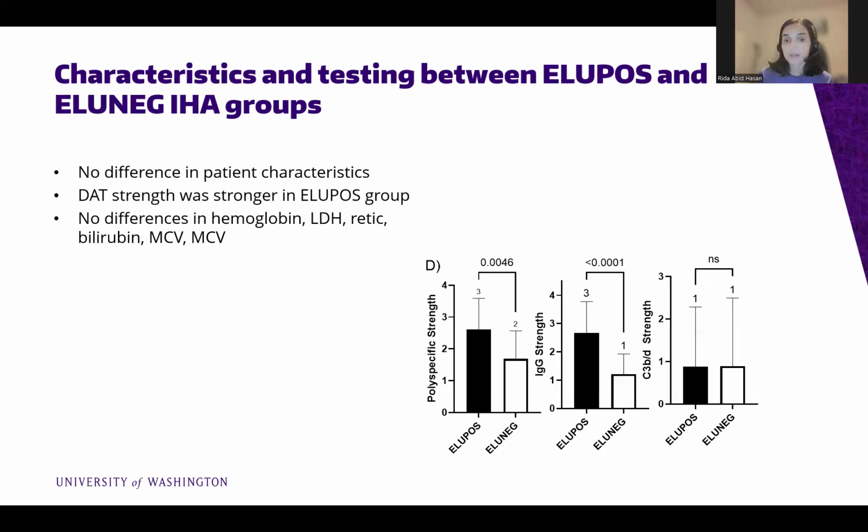So the elution-positive group had a median polyspecific strength of about 3 plus, and the elution-negative group was 2 plus. The elution-positive group had an IgG strength of 3 plus, and the elution-negative group was 1 plus, and there was no difference in complement. I also determined whether hemolysis was clinically different between the two groups based on clinical markers, and I did not see any difference. So both groups seem to have the same degree of immune hemolytic anemia.